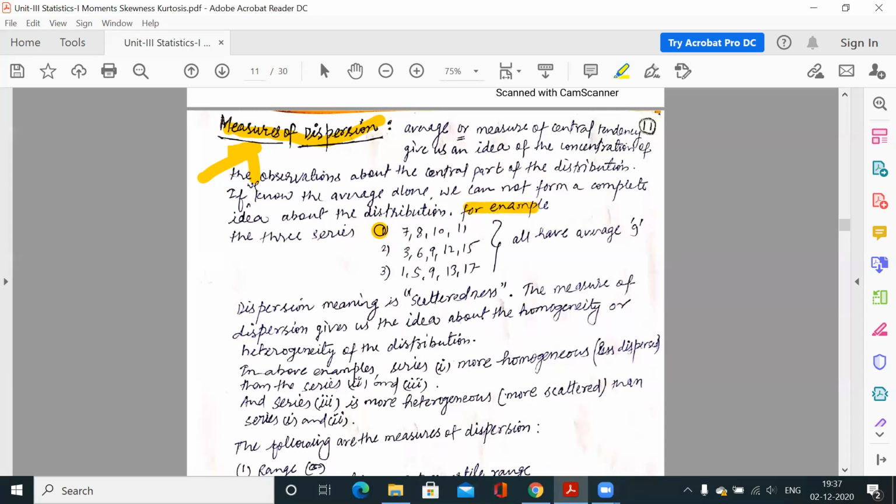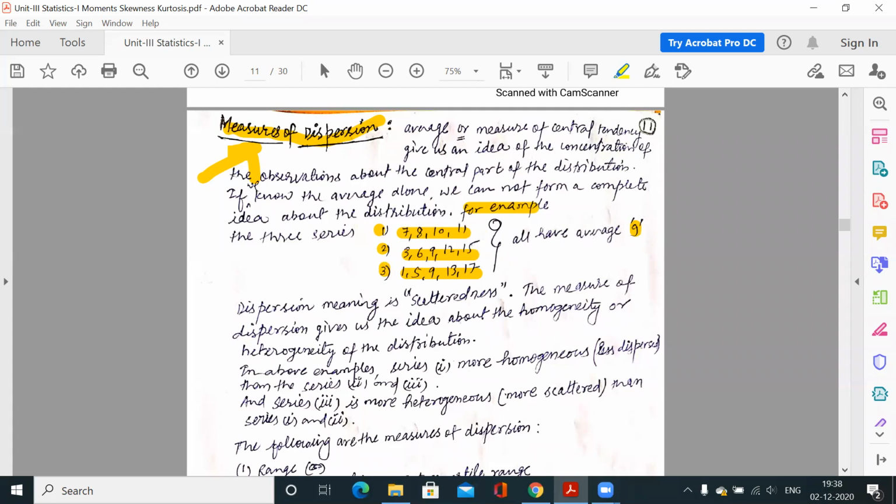I have three series: 1, 2, 3. In the first series, the data points are 7, 8, 10, 11. In the second series, the data points are 3, 6, 9, 12, 15. And in the third series, the data points are 1, 5, 9, 13, 17. Suppose I have to compare these three series, which is better in terms of measure of central tendency. If I calculate the average of these three series, I get 9. The first series average is 9, the second series average is 9, and the third series average is 9. So all three series have the average 9.